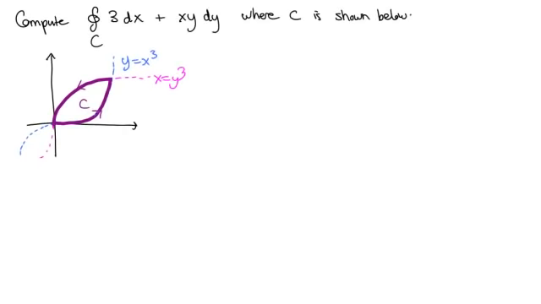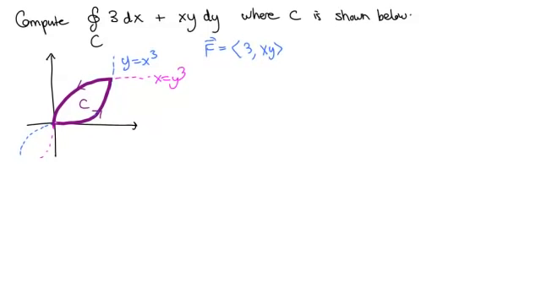Compute the line integral of 3 dx plus xy dy over C, where C is shown below. So notice that this problem is simply setting up to say that the vector field F is the vector field 3, xy, and that C is this shape right here.